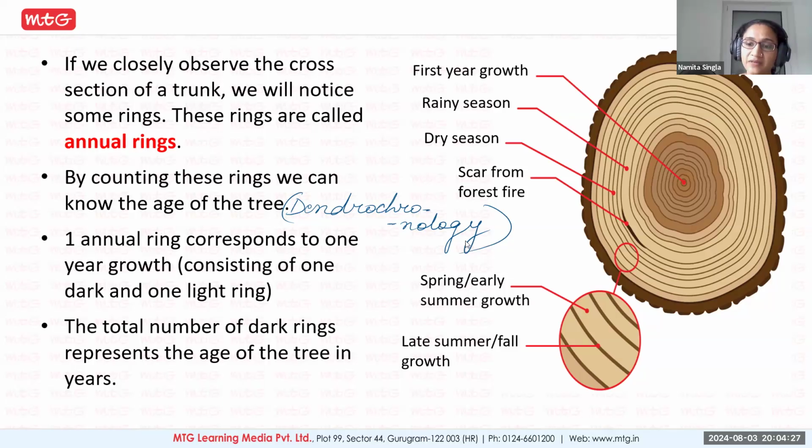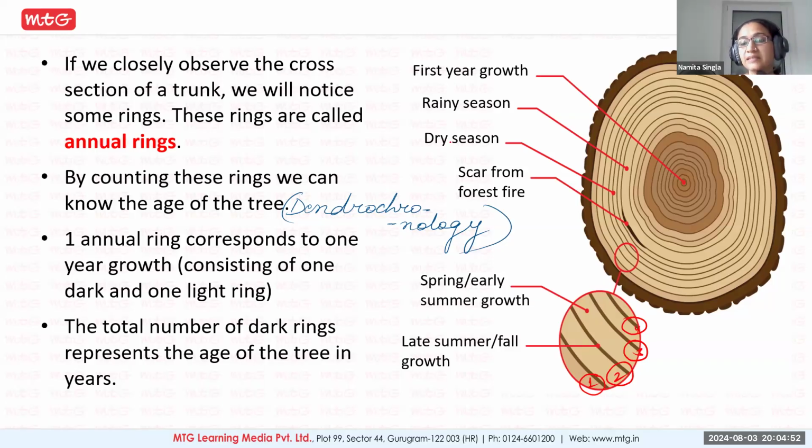Dendrochronology is the process by which we can get to know about the age of a tree by counting these rings. And these rings should be counted like this: one light colored ring and one dark colored ring is one ring. Like this one is one ring. This light and dark one is the second ring. Then this is the third one. This is the fourth one. So 1, 2, 3, 4. You can count all the rings over here and that would be the age of a tree.